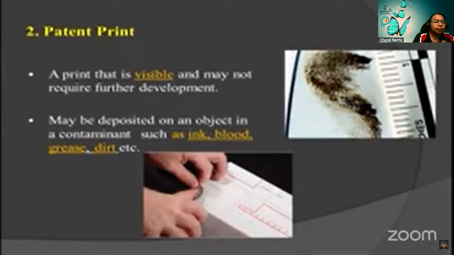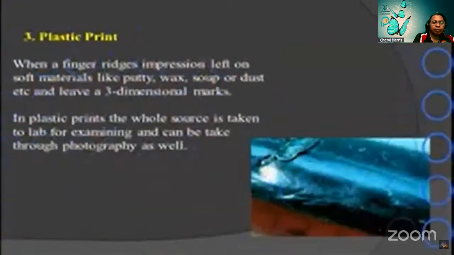So yes, when the surface is dirty or has ink or blood, or whenever a criminal or some other person's fingers are dirty with dirt, grease, ink, blood or some other stuff like paint, then obviously the fingerprints become visible, and the forensic expert collects them through tape or with photography. And finally the third type of fingerprint is plastic print.